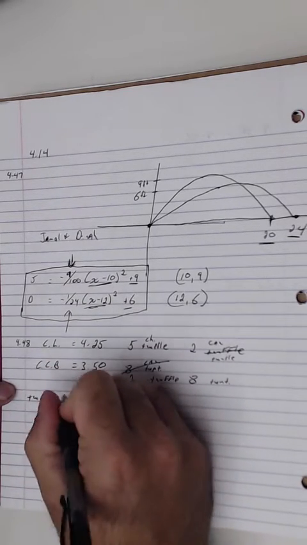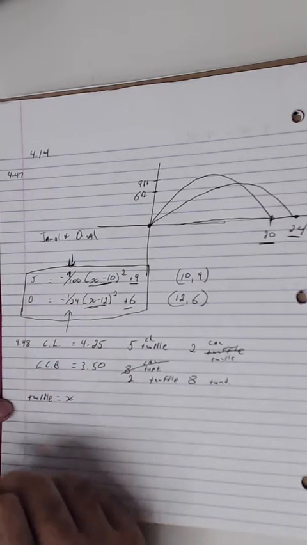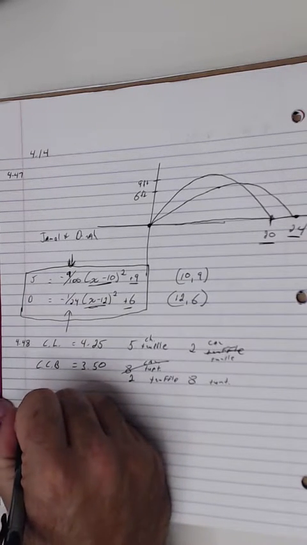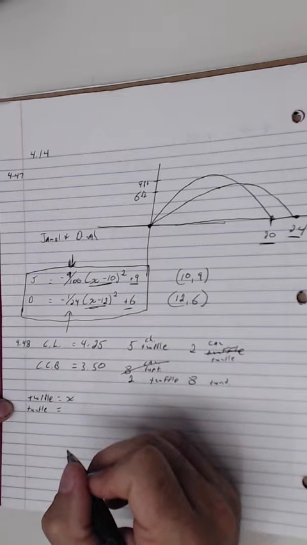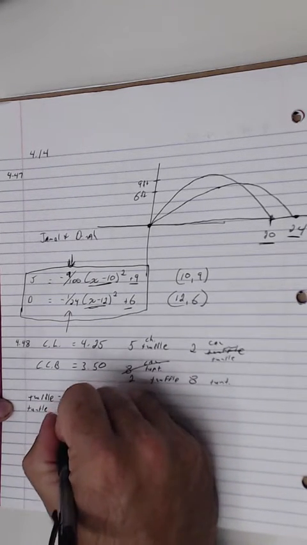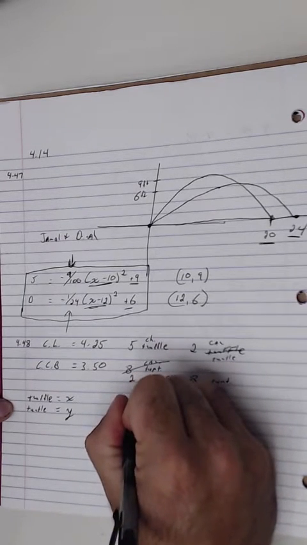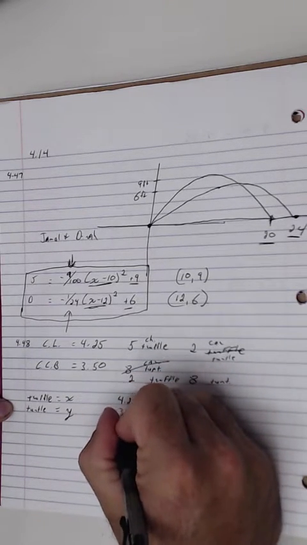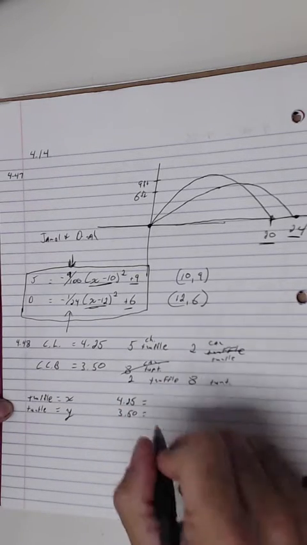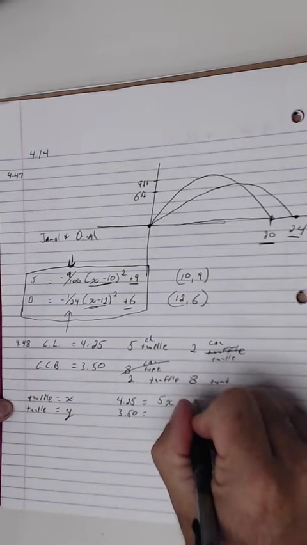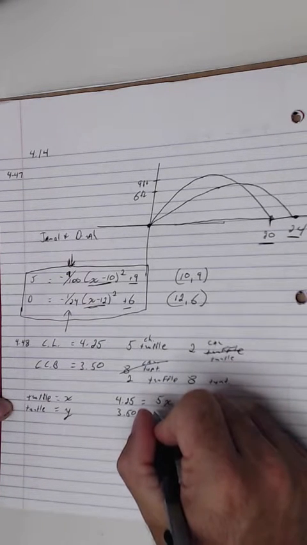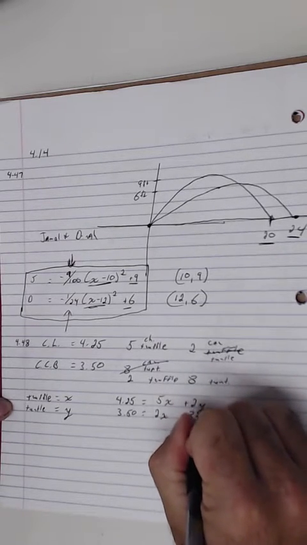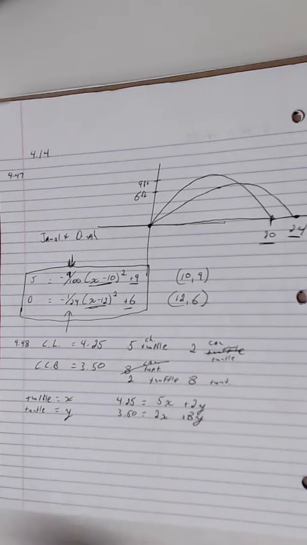Okay, we're going to say that is X. And they want to know how much a turtle costs. It's probably not how you spell turtle, but is that how you spell it? Turtle? Huh, I am right. So now we're going to say 4.25 equals 5x plus 2y, and 3.50 equals 2x plus 8y. Alright, so there's your system of equations.